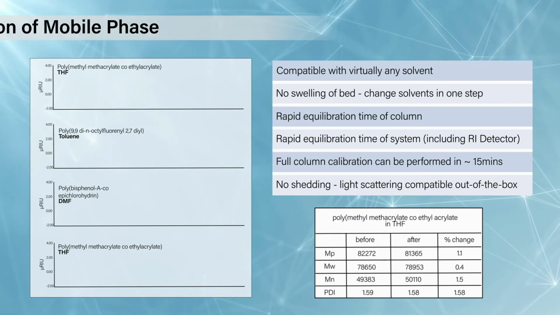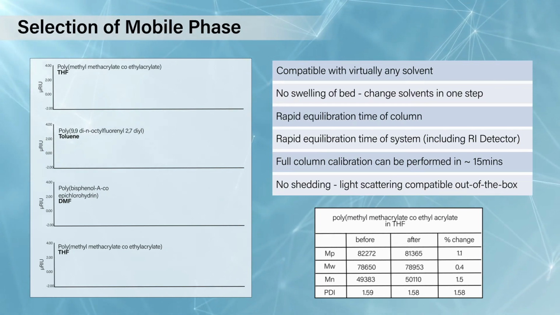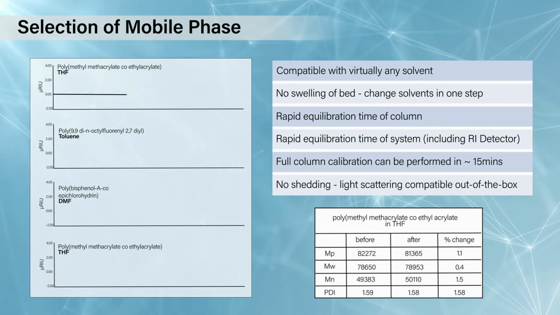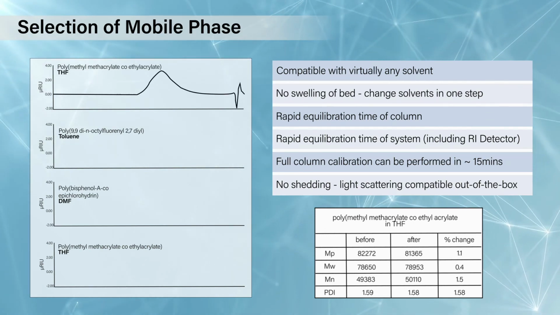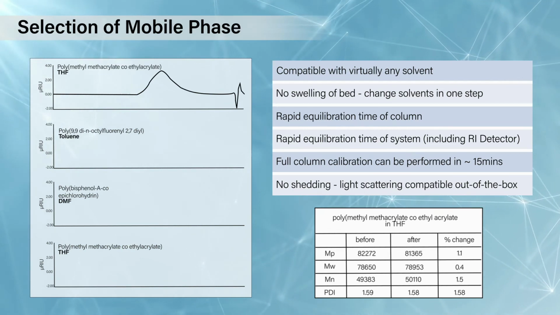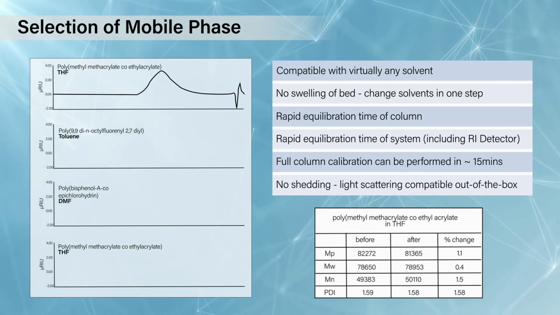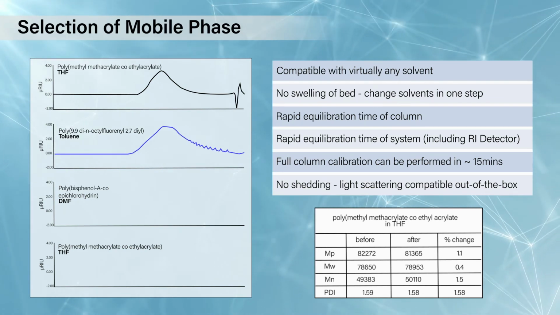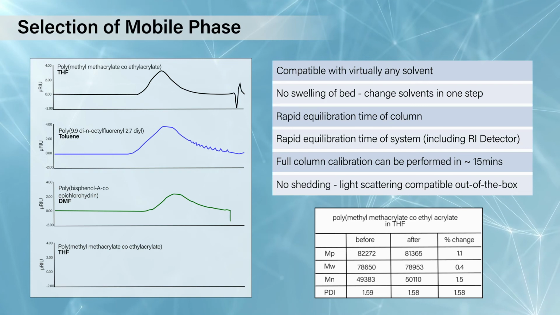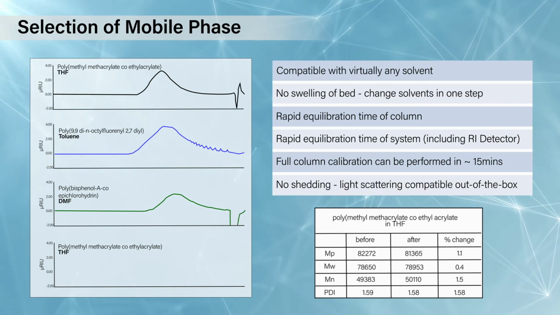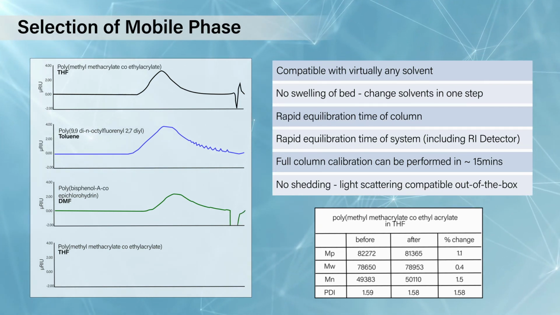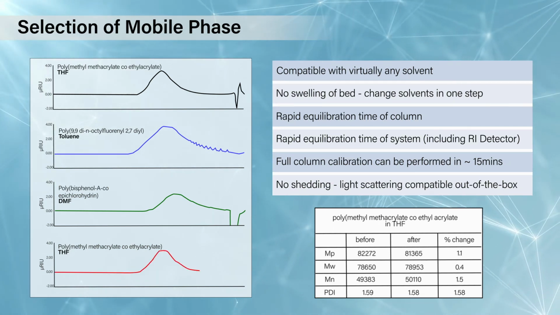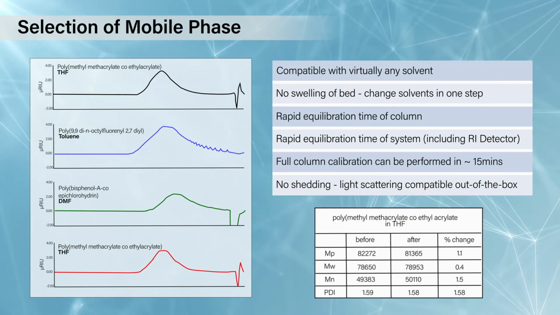Here's an example of one of them where we've swapped solvents. So to start with, we have a polymer in THF. We've analyzed the polymer, we've calibrated the system, and then we've switched from THF into toluene. We've analyzed a different polymer, again fully calibrated the system, swapped it into DMF, repeated with a different polymer, calibrated the system, and switched it back into THF and run the original polymer.